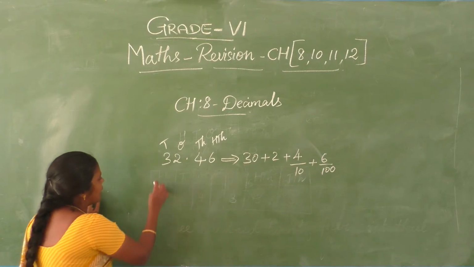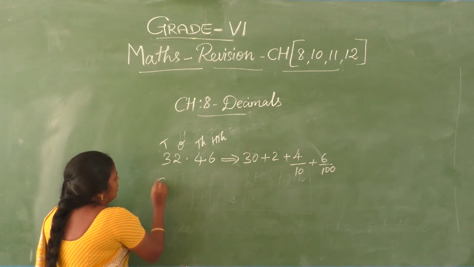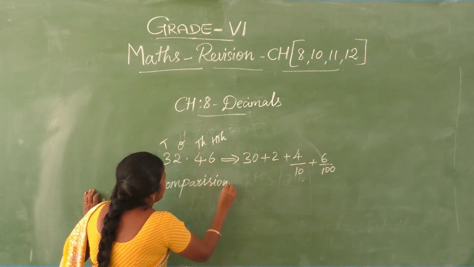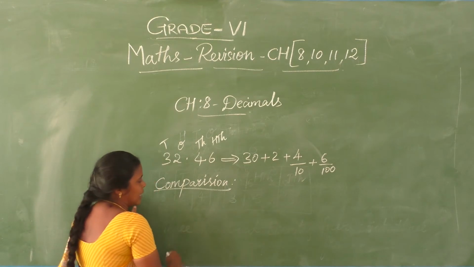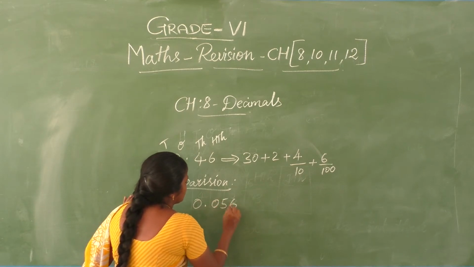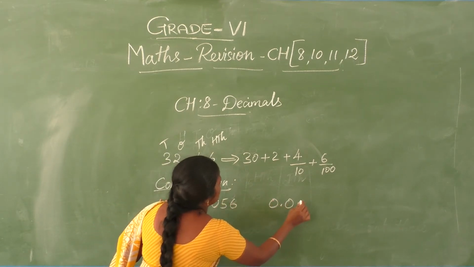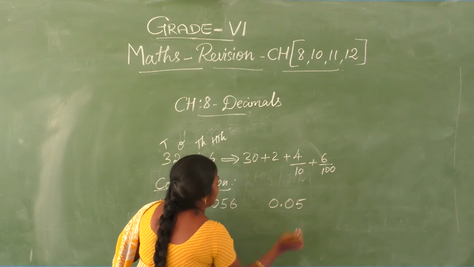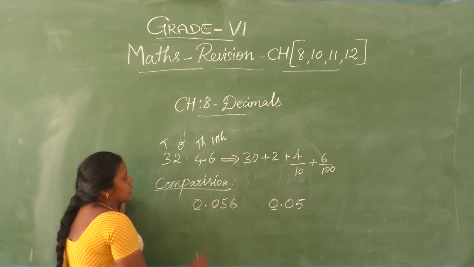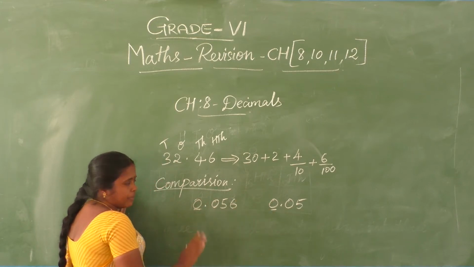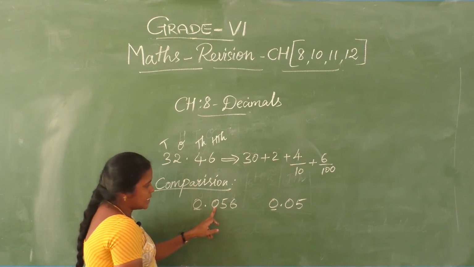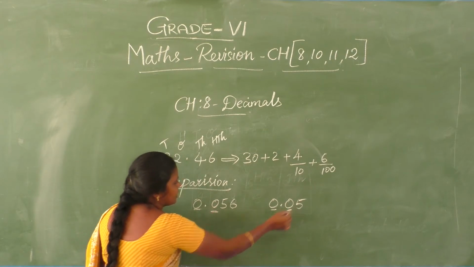Okay. Secondly, comparison of decimals. Comparison of two decimals: which is greater among the given two numbers? What to do at the time? See, 0.056 here, and 0.05. What to do? First of all, you have to check their whole number part. There you are not getting any difference. Both are equal only. So what to do? Go and check in the decimal part, first digit. There also you are not getting any difference.